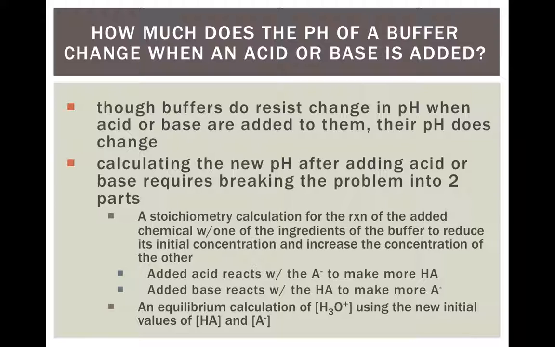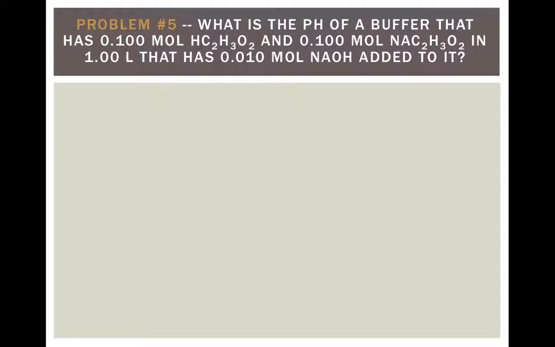To calculate the new pH, what you have to figure out is how much acid, how much H plus is going to be freed and added to the solution. So you're going to use stoichiometry. You're going to figure out how much the added acid adds A negative, how much it adds HA, and then finally the H3O plus. That's the key though. How much H3O plus is it adding?